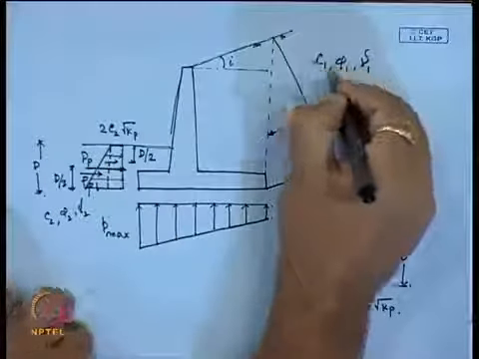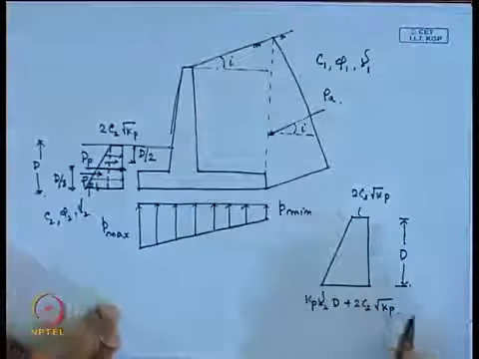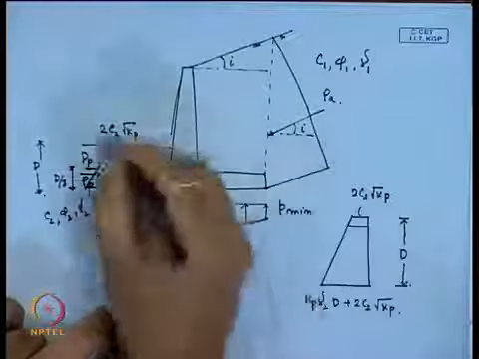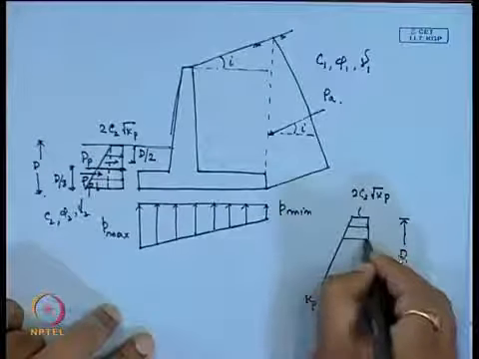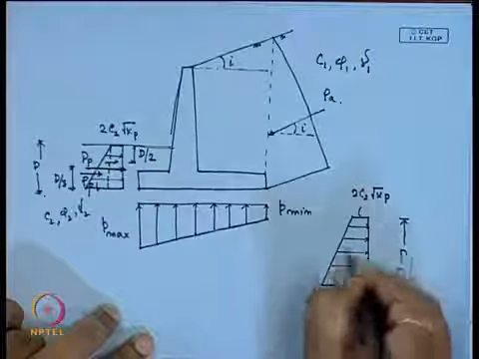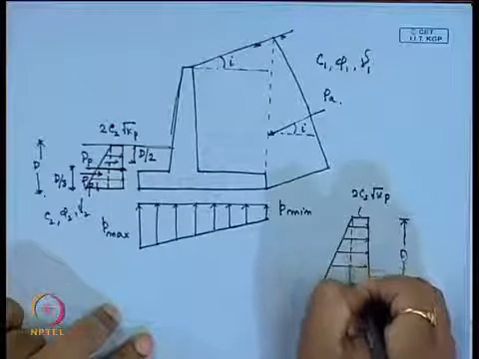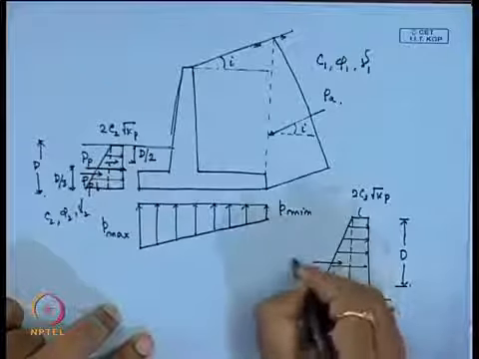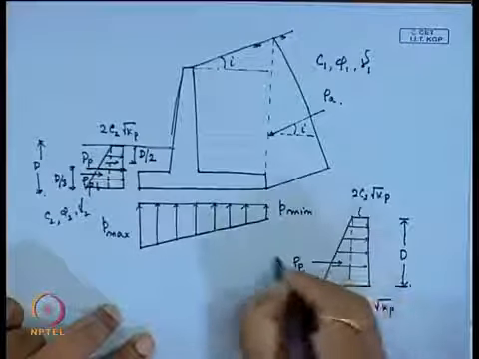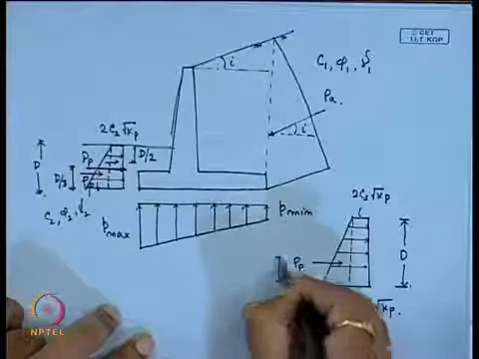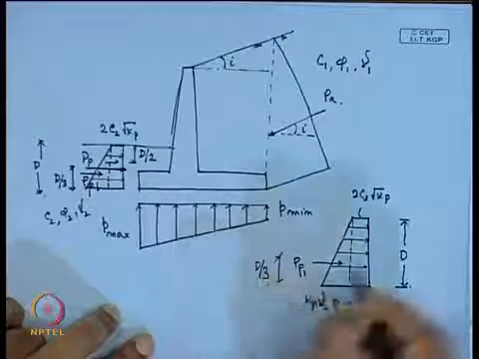Most of the cases, C 1 is 0 for the backfill case. So, if I consider these forces, these are the pressures that will act. If I take the two parts, one is P P 1, which is acting as a triangle at a distance of d by 3 from the base.